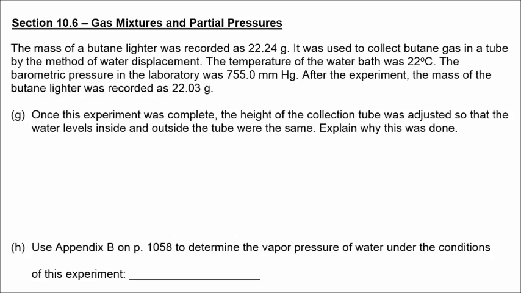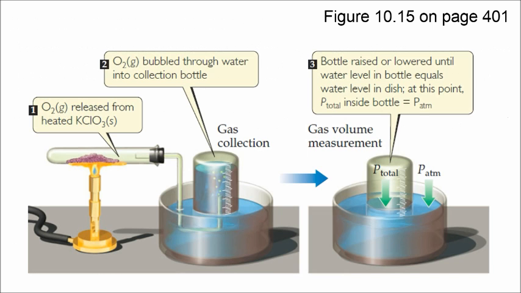So in this next problem, we are given some information about how a gas was collected by water displacement. So what does that mean, water displacement? It means that there was a bottle or a tube that was used to collect a gas. It was initially filled with water, and as the gas goes into the tube, it pushes the water out. Now it says here that once the experiment was complete, the height of the collection tube was adjusted so that the water levels inside and outside the tube were the same. Explain why this was done.